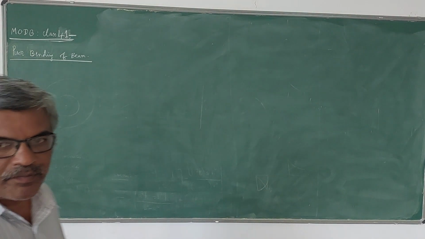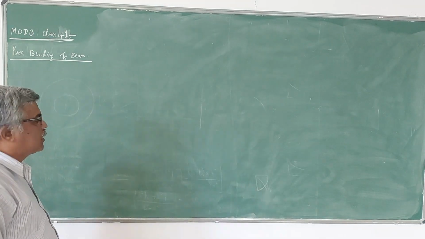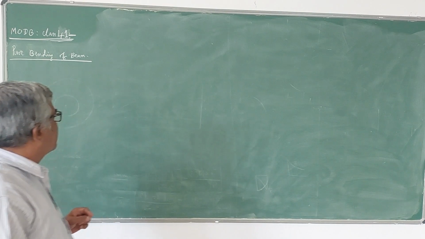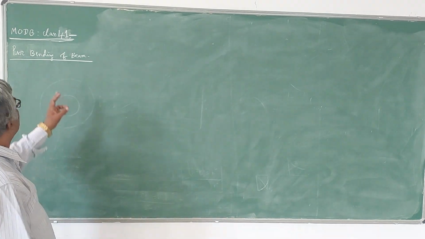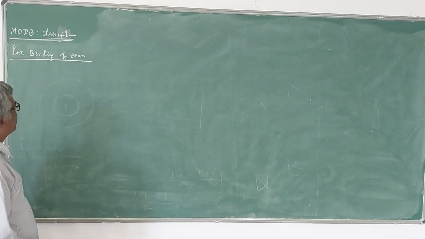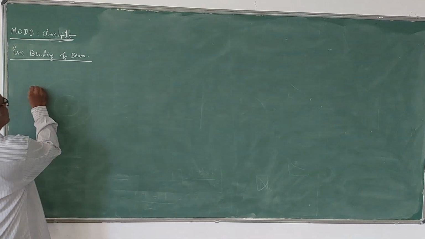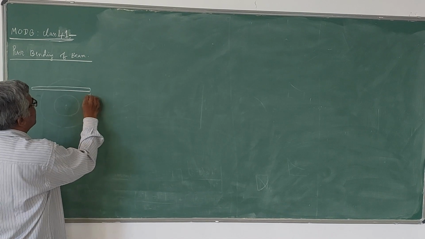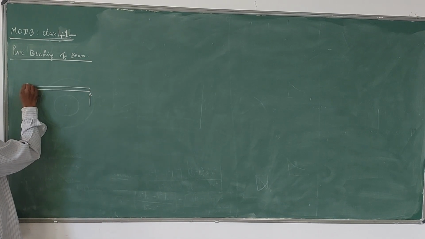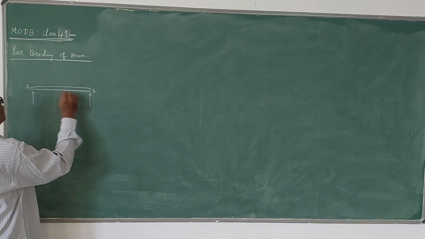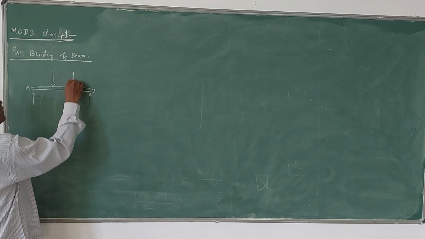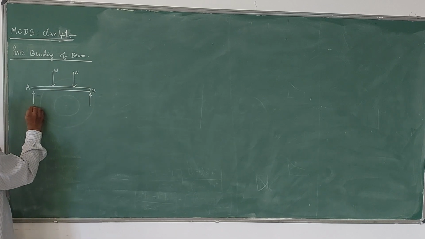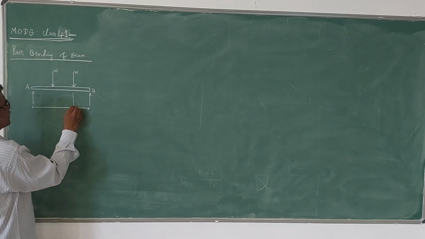In this class, I will explain one important problem in beams. In strength of materials, we have learned about pure bending of beam. Pure bending means, I will give an example here. I will consider a simply supported beam AB, which is acted on by two equal loads which are equally placed.